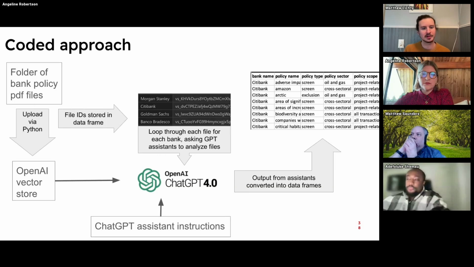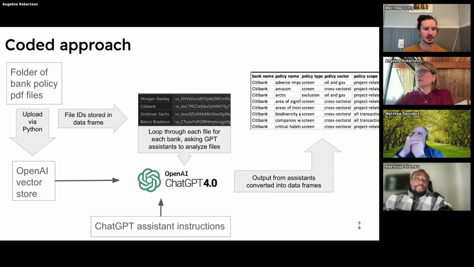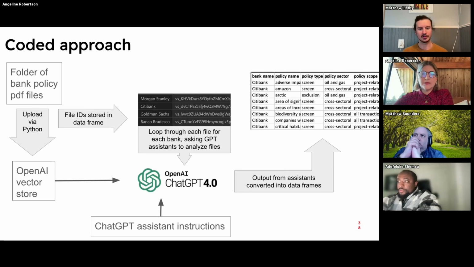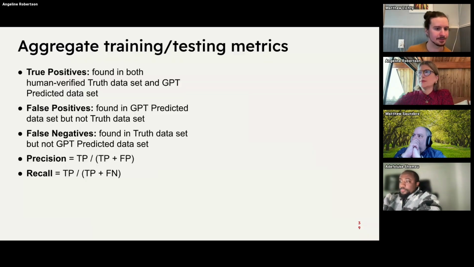which are a form of structured data that the code uses basically like a spreadsheet, as you can see in the upper right corner. So there are essentially three inputs: the bank policy PDF files, the instructions for assistants, and our code that loops through each file ID and keeps track of the whole process. The output is structured data, which we can convert into CSV files or into Google spreadsheets for researchers to use as an aid in their analysis. Next.